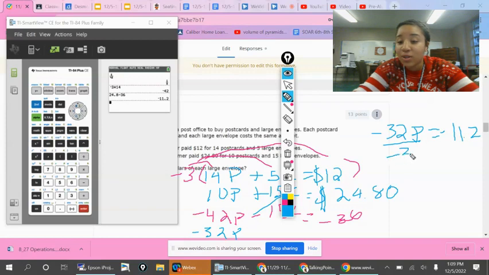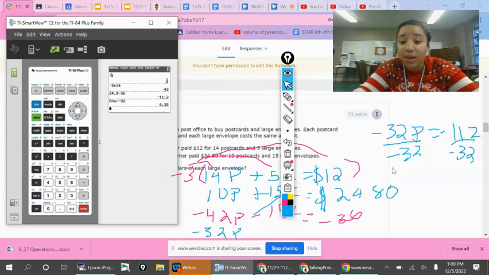Then I'm going to divide both sides by -32. I'm going to see what that is. So I'm going to do divided by -32, and then we have 35 cents. So we know that the postcards equal 35 cents. But that doesn't tell us what the large envelopes equal.